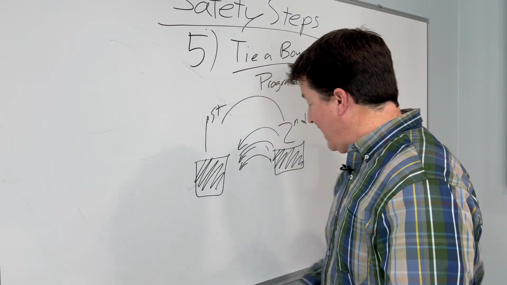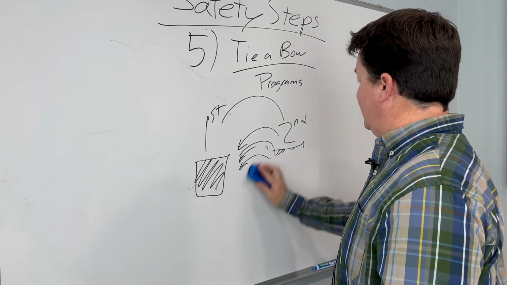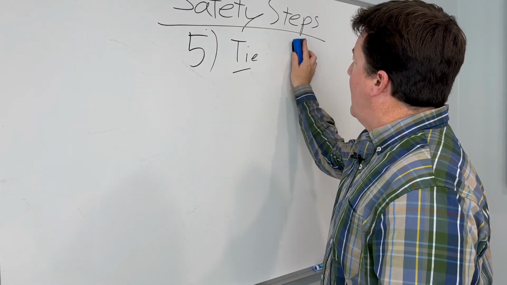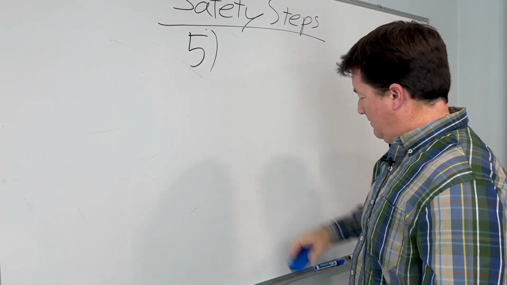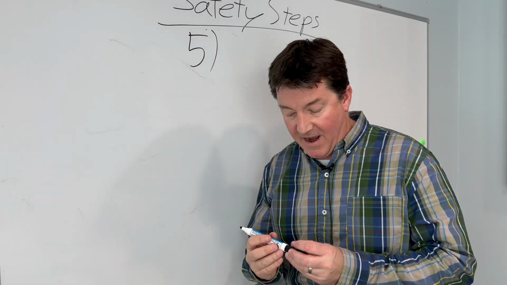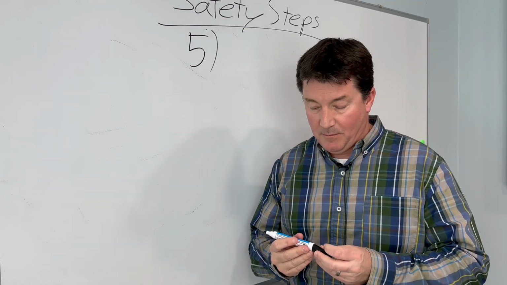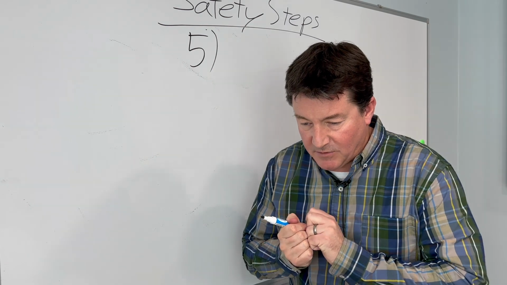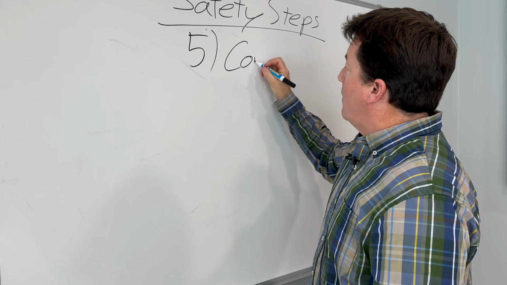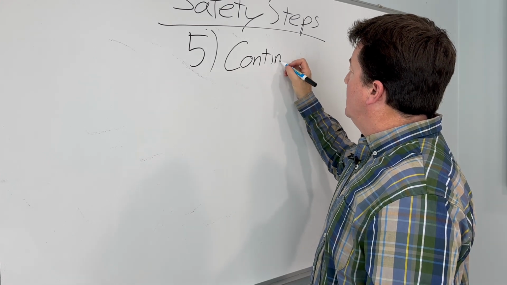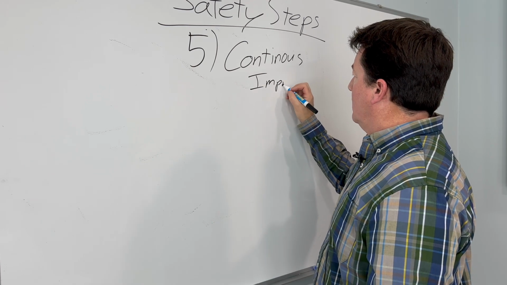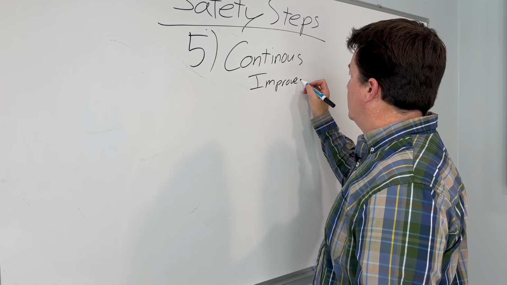The final step, step number 6. This is one of my favorite steps. I grew up in the world of boat building. I grew up in the world of manufacturing. I got a sweet spot in my heart for it. And step number 6 is something we call continuous improvement.